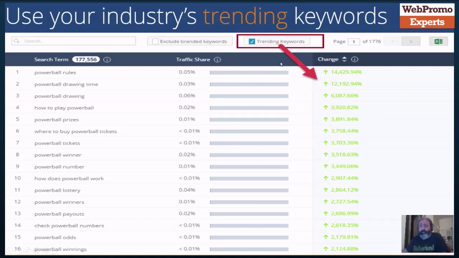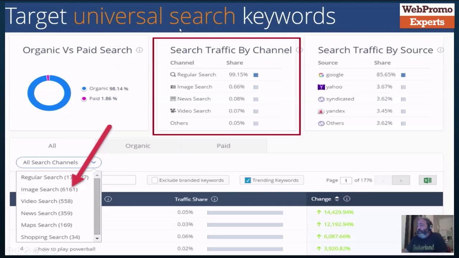And then something else we can help you do is see what keywords are bringing traffic from the various universal searches. Is your market relying on image search, news, video, and so on? You can sort by the universal channel and then get a list of the words, which is pretty nice.